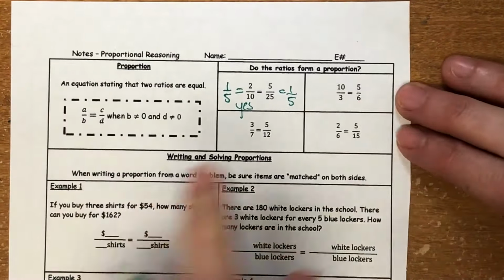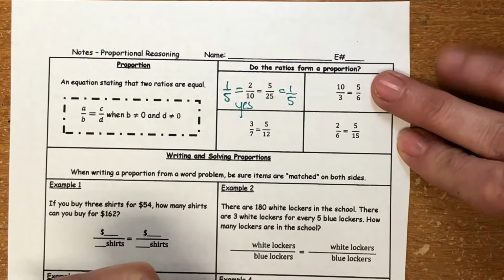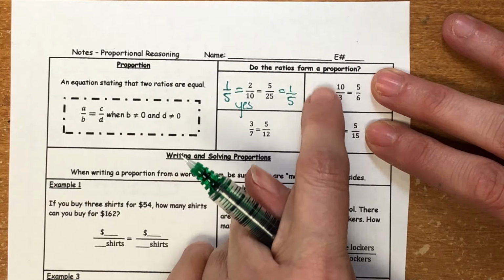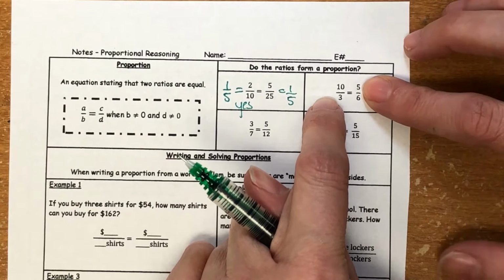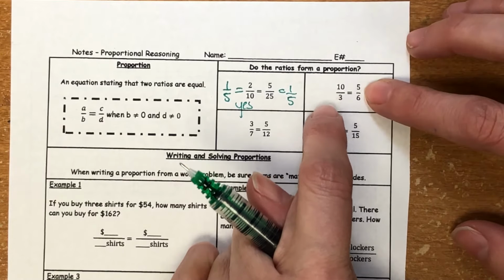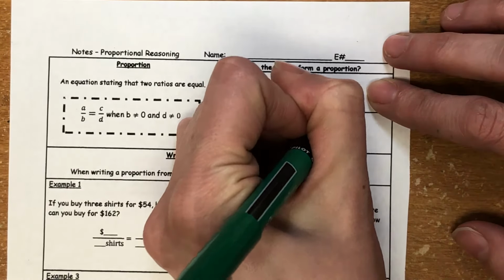Okay. The next one, 10 over 3 equals 5/6. Well, let's think about this. 10 over 3 is an improper fraction. 5/6 is a proper fraction. You know that 10 over 3 is way bigger than 5/6. So these are not equal, okay?